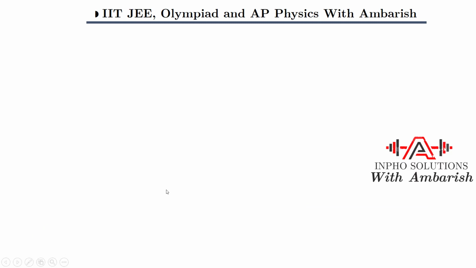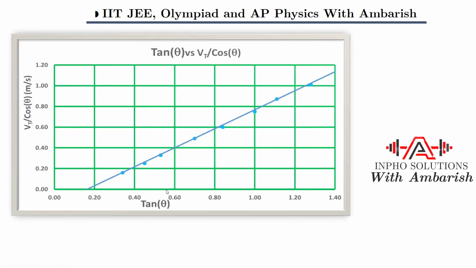All right, so if you plot tan theta versus Vt upon cos theta, you get this kind of graph based on the given values, and you now have to fit the best fitting line passing through all these points. If you make that fit, the slope comes out to 0.91 meter per second, and this intercept will be about 0.16.